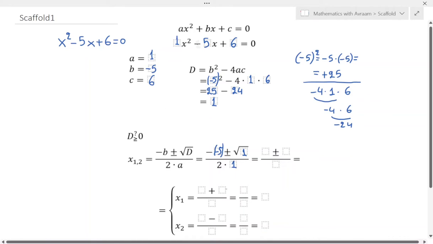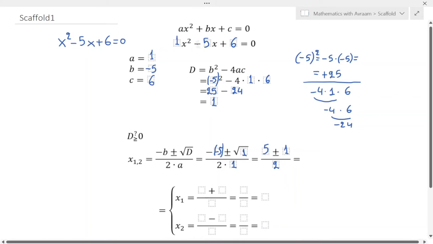So we're almost done, and we have three simple calculations. Minus minus 5, that's plus 5. The square root of 1, that's 1. And below we have 2 times 1, which gives 2. So now we have this strange fraction, and it's strange because here it has plus and minus. Actually, it's two fractions. Those two fractions are here.